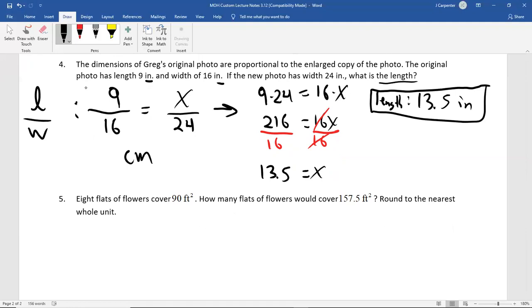So 8 flats of flowers covers 90 square feet. 90 square feet, that's an area. I know it's an area because it's in square units. And we'll get into that shortly. You could use the word cover instead if you don't know that 90 square feet of area is area. Then they ask us how many flats of flowers would cover 157.5 square feet rounded to the nearest whole unit. So they're saying the answer's probably going to be a decimal and we're going to round it.